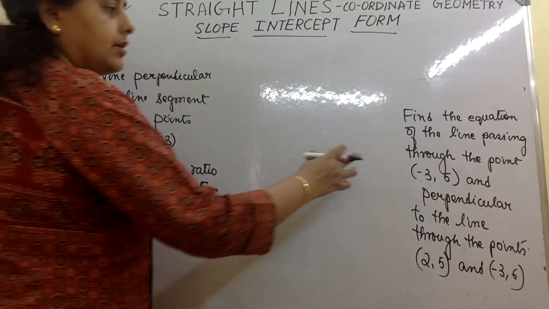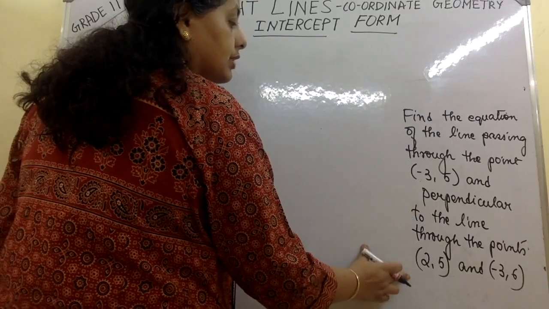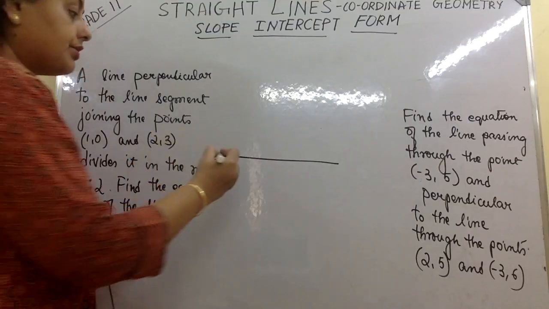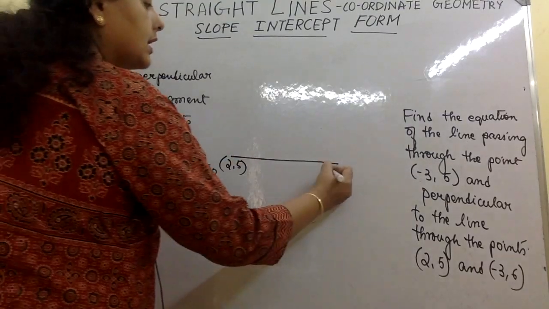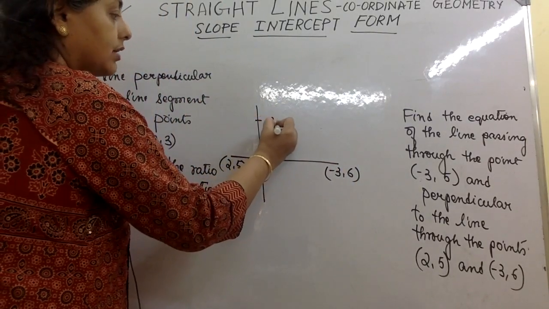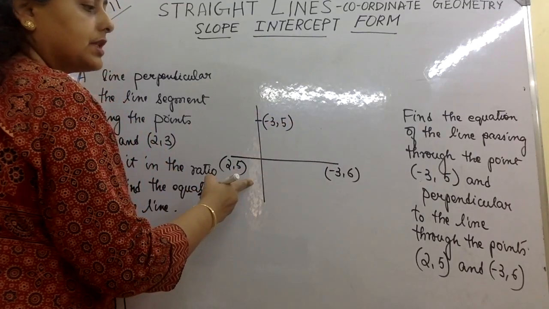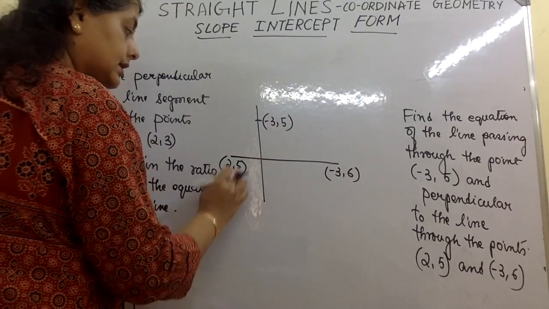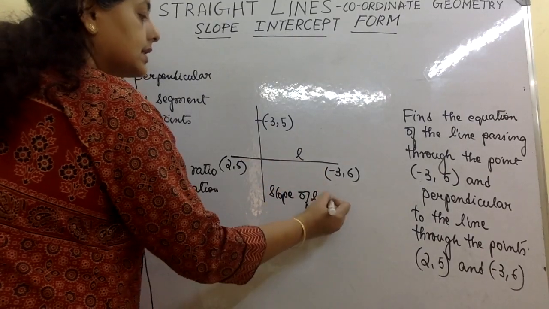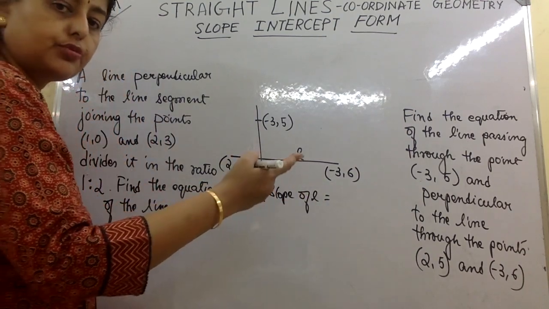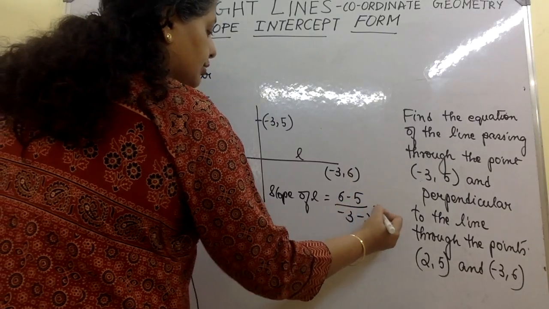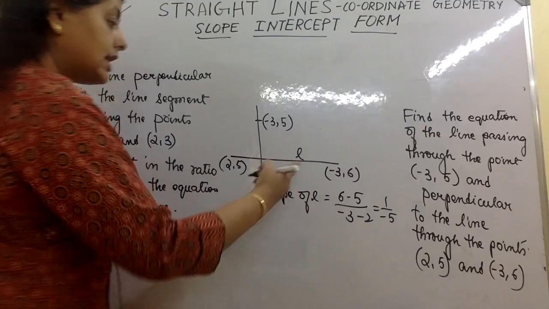Find the equation of the line passing through the point, perpendicular to the line through the points. Now here a diagram is necessary, okay. Don't try to do these sums without a diagram, it will give you wrong answers. It passes through the point (-3, 5) and is perpendicular to this. First, let this line be L, so the slope of L, since it has two points, I will find the slope, okay, that is 1 by -5. That is the slope of this line.